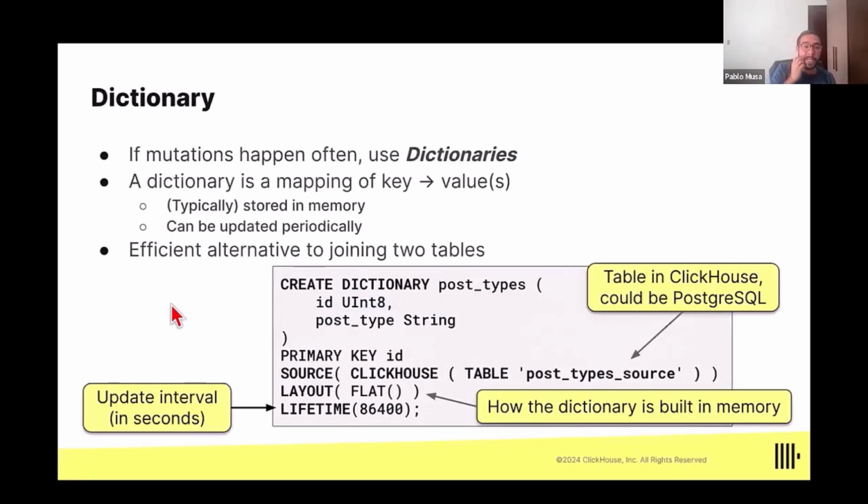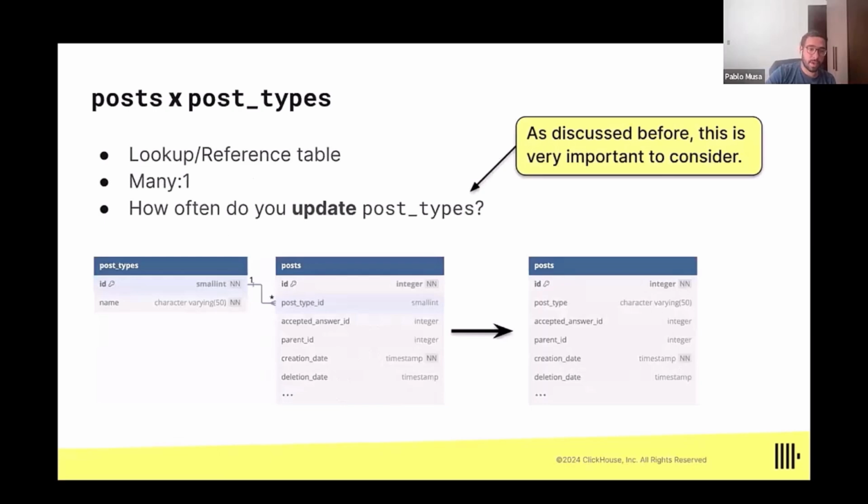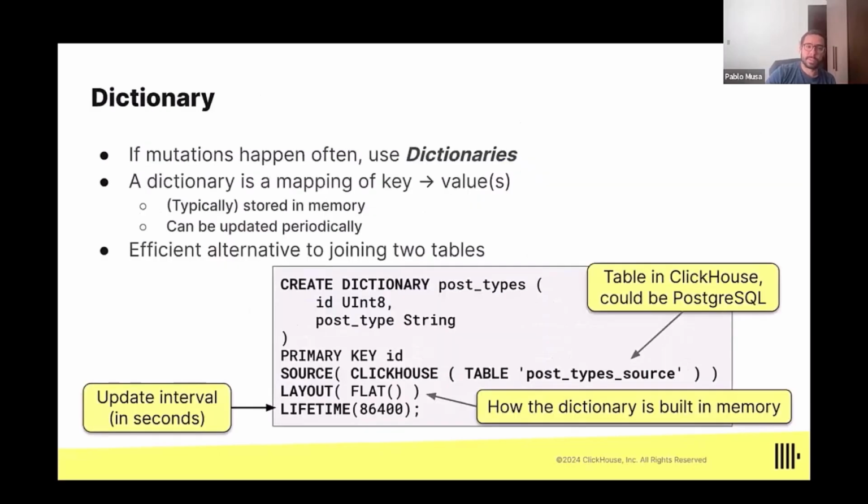And the way we recommend is by using what we call a dictionary. So if mutations happen often, use dictionaries. It's a mapping of a key value exactly like this. So you have a key and you have a value, and it's stored in memory, and it can be updated periodically. So you can set up how often this is going to be updated. And it's a very efficient alternative when you're joining two tables.